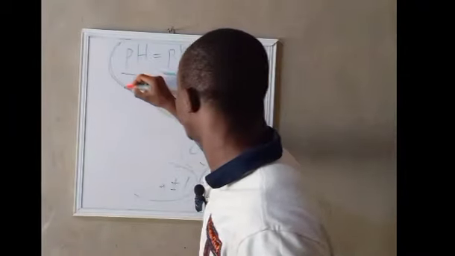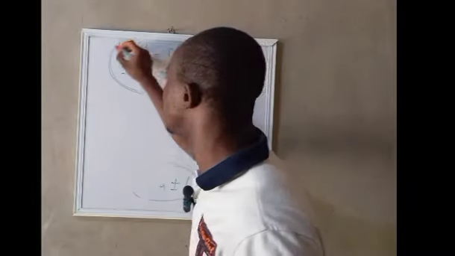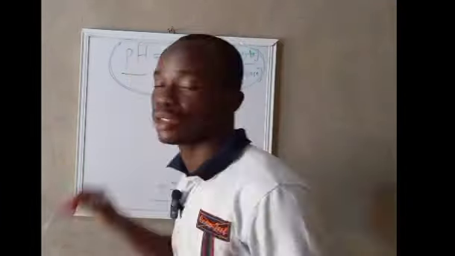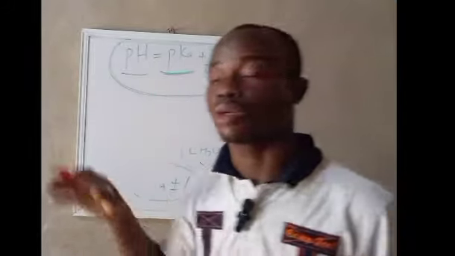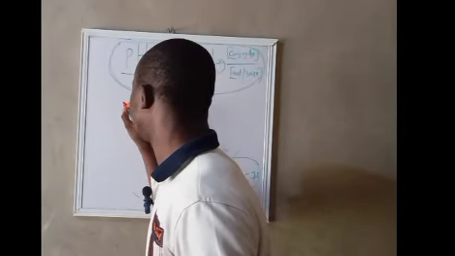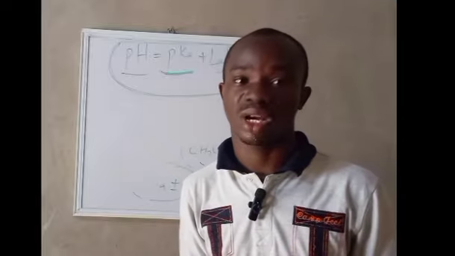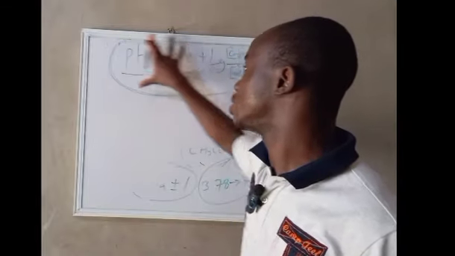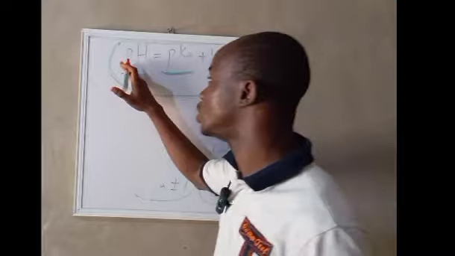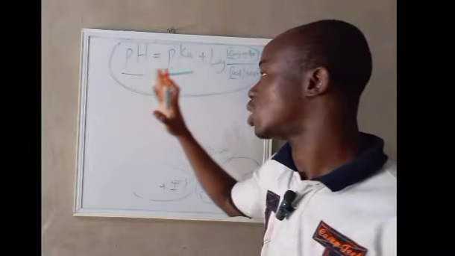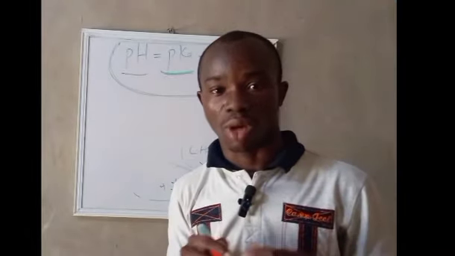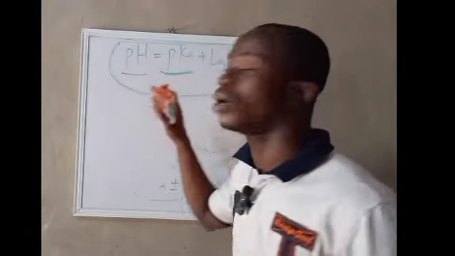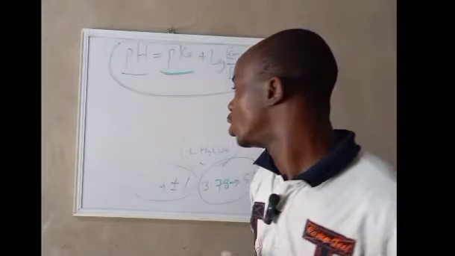This is only applicable when you have a buffer system. Now the question to ask yourself is, when do you know that you are to apply this formula, and when do you know you are not to apply it? Some questions will tell you that they are having a buffer system, so you already know this is the formula to apply to get the pH or whatever they want you to calculate. But in some questions, they will not identify that you are having a buffer system, so you have to be the one to decide whether to apply this formula or not.